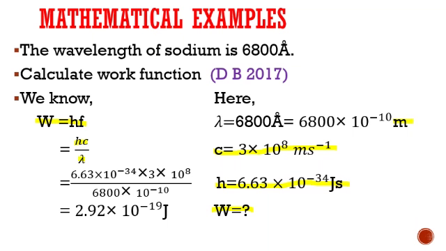Now putting those values over there, h is 6.63 into 10 to the minus 34 and c is 3 into 10 to the 8 and lambda 6800 into 10 to the minus 10, and the answer came 2.92 into 10 to the power minus 19 joule. Don't forget to write the full form in the data. Wavelength lambda equals 6800 angstrom. Velocity of light c equals 3 into 10 to the 8 meter per second. Planck's constant h equals 6.63 into 10 to the minus 34 and work function W equals what? Please do not forget to write them, otherwise 1 mark will be deducted from your answer script.